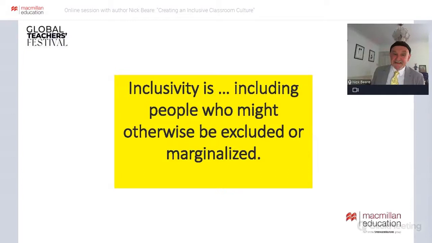So inclusivity is including people who might otherwise be excluded or marginalized. And that sounds kind of obvious, and then you think about it, but I haven't really thought about that. In fact, when you're including people, everybody is getting involved. It's all too easy to just leave a few people at the side and think, well, they're not very good, or they don't really like English, so it doesn't really matter too much.